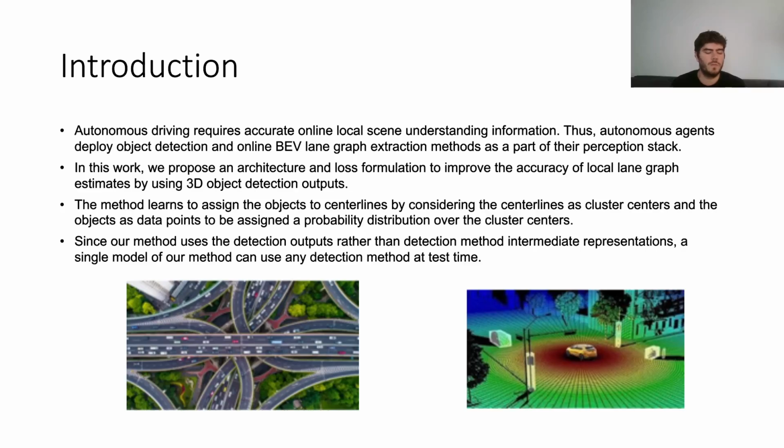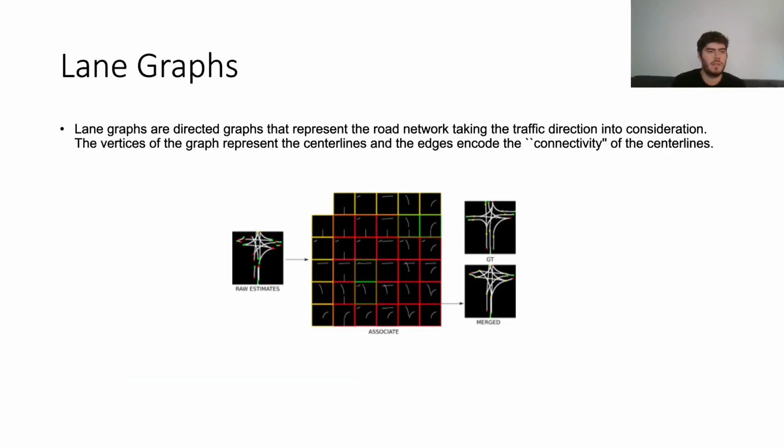We propose an architecture and loss formulation to improve the accuracy of local lane graph estimates by using 3D object detection outputs. The method learns to assign the objects to center lines by considering the center lines as cluster centers and the objects as data points to be assigned a probability distribution over the cluster centers. Since our method uses the detection outputs rather than intermediate representations, a single model of our method can use any detection method at test time.